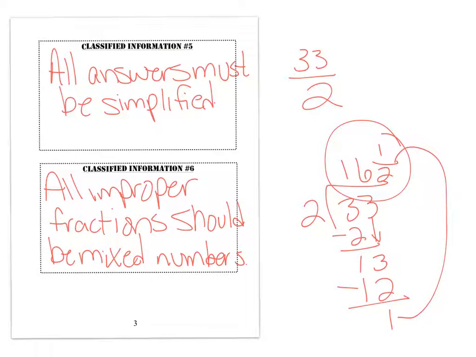We could always double check that we're correct by doing MAD. 2 times 16 is 32. Plus 1 is 33 over 2. That is correct. Go ahead and go to the next page, please.